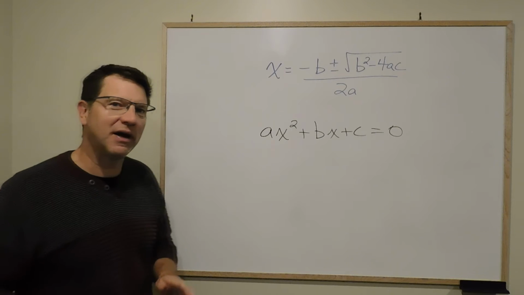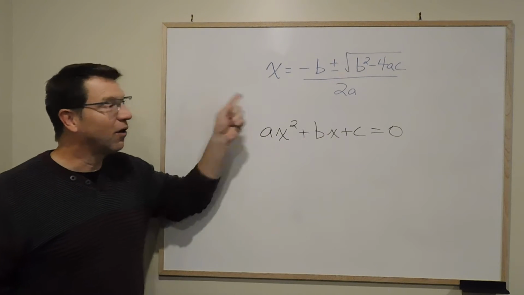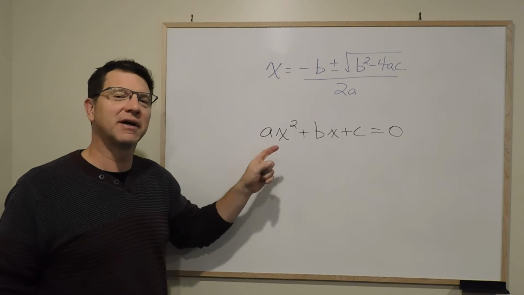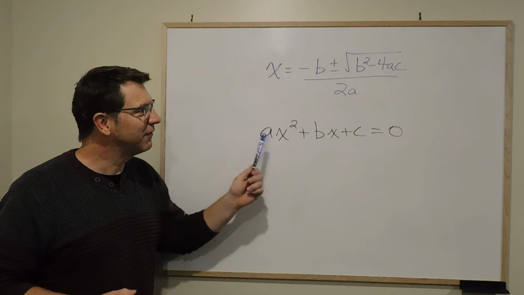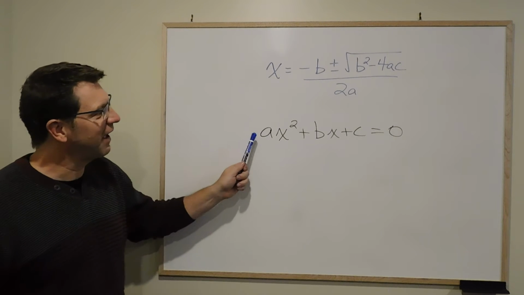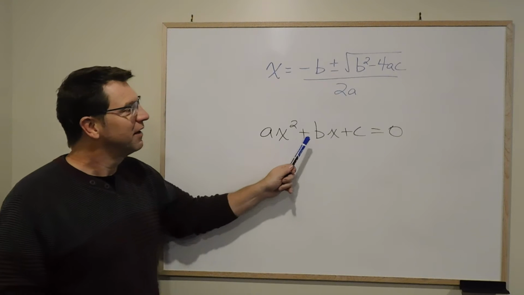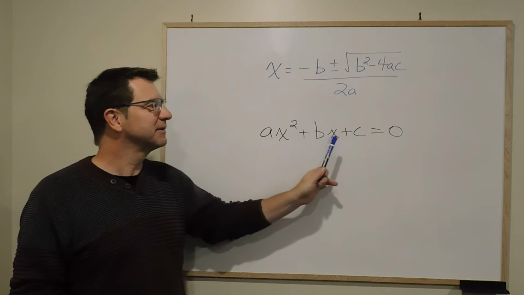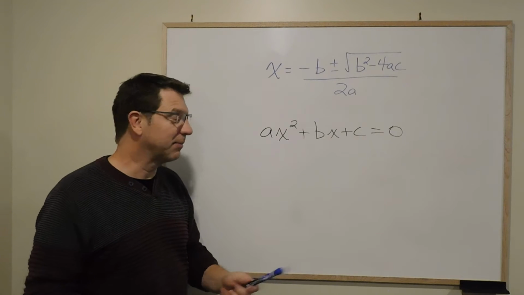Whenever you have a quadratic equation written in this standard form, you can always use the quadratic formula and it'll always find the answers for you, okay? And why I've done this is because you'll notice the a is always in front of the x squared, and you've seen this in previous slides. The b is always in front of the x, and the c is always the constant, the number by itself.